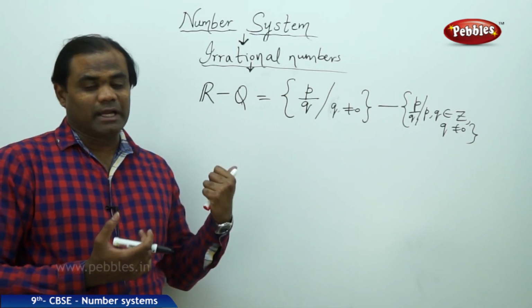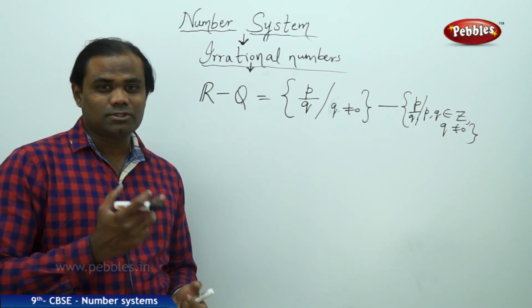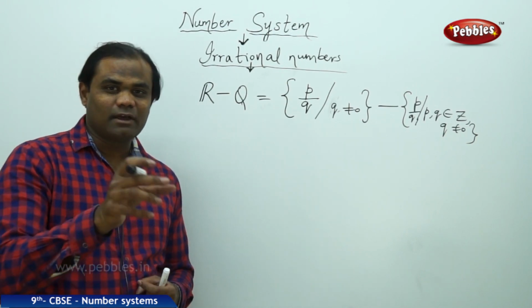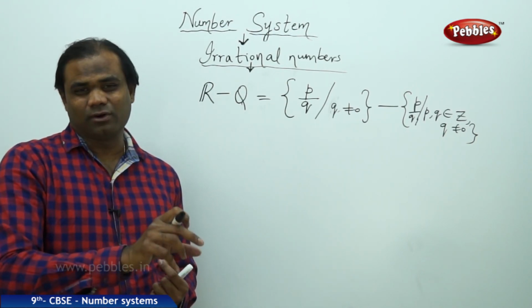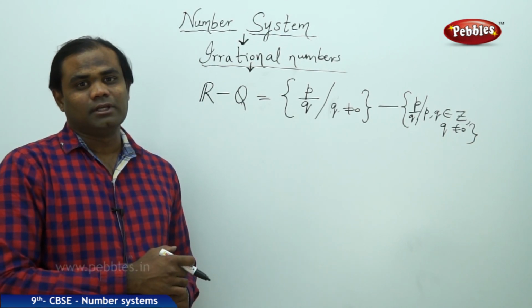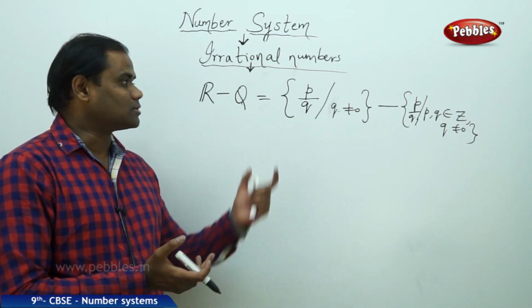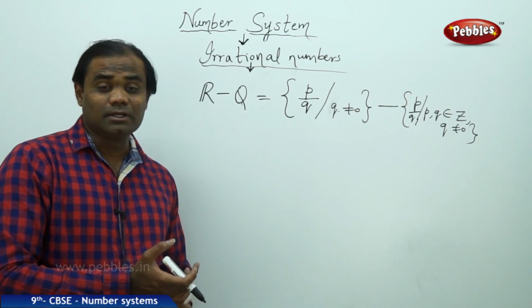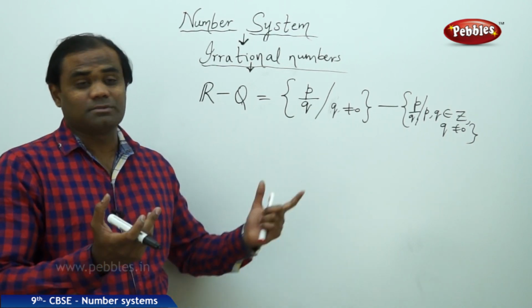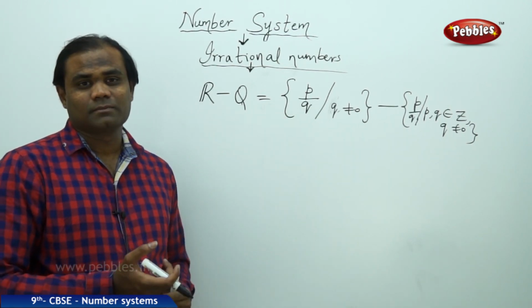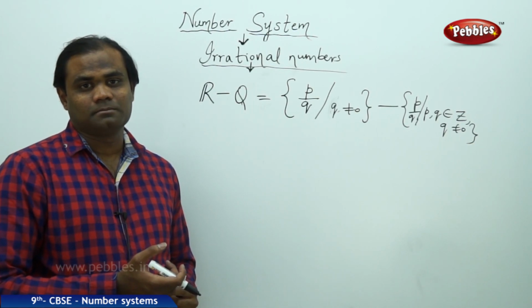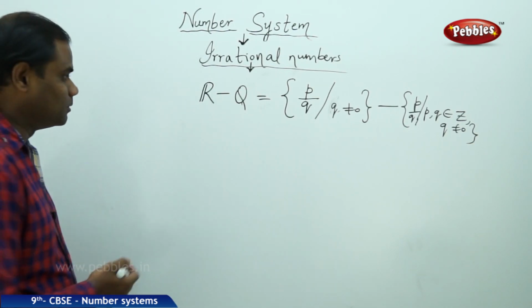Before we try to identify an irrational number, the easiest concept is to identify for the given number whether it is a rational or not a rational number. If the number is a rational number, it is not irrational. If the number is not a rational number, then it must be an irrational number. Let's start with an example problem.